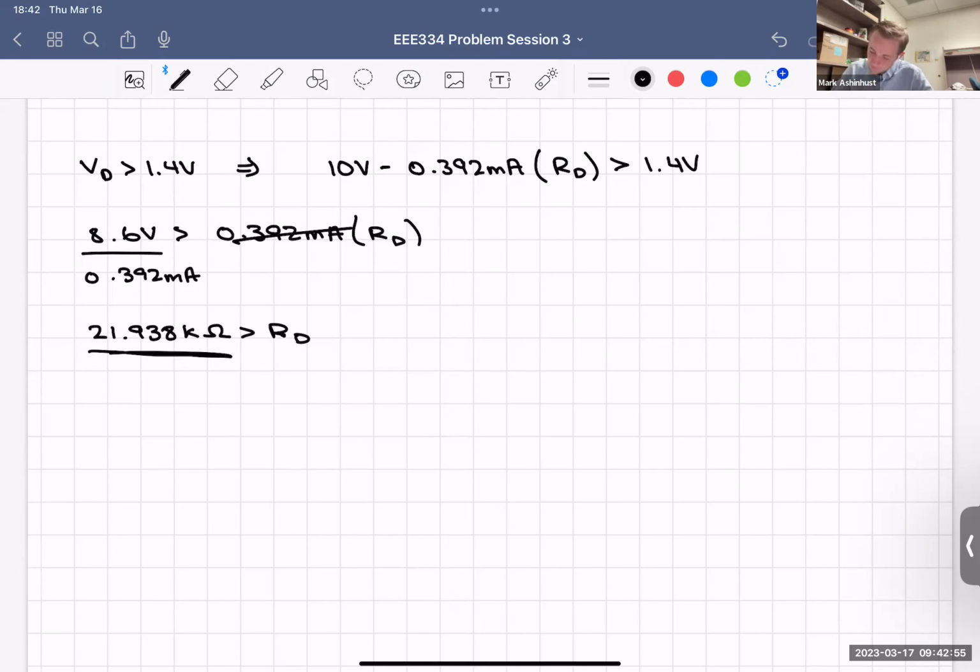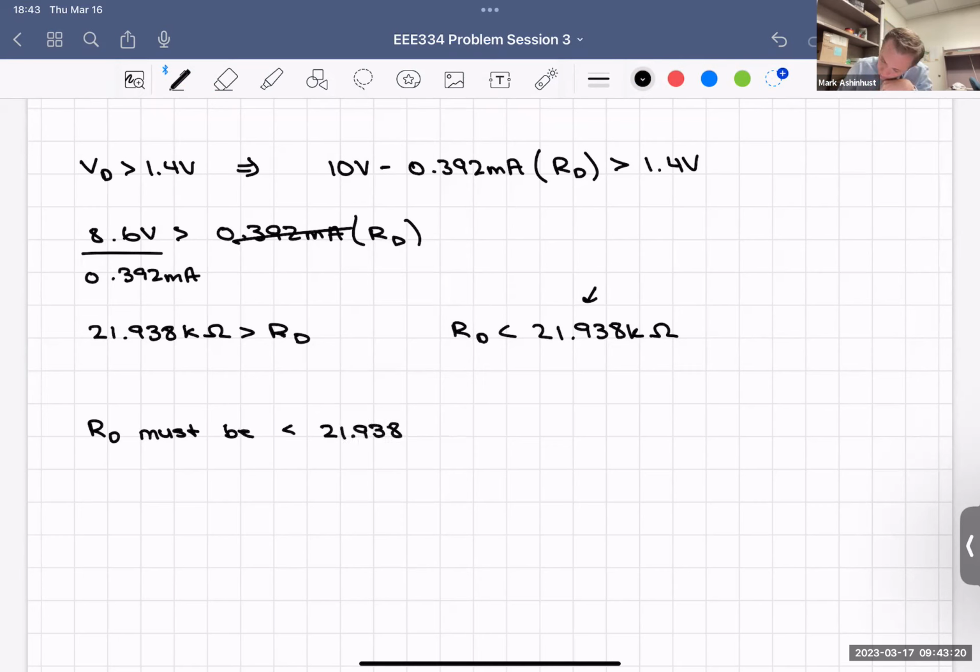Correct, making sure. Yep, so RD, so 21.9, let's flip this. So we have RD less than 21.938 kiloohms. So RD cannot be greater than 21.938 kiloohms. RD must be less than 21.938 kiloohms to be in saturation.